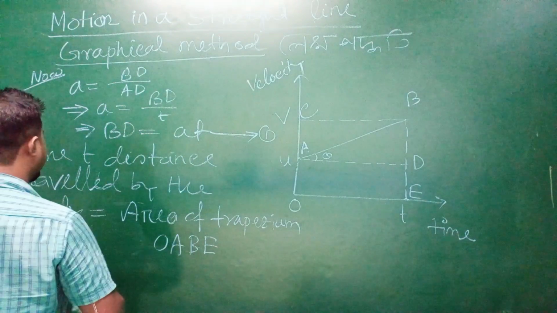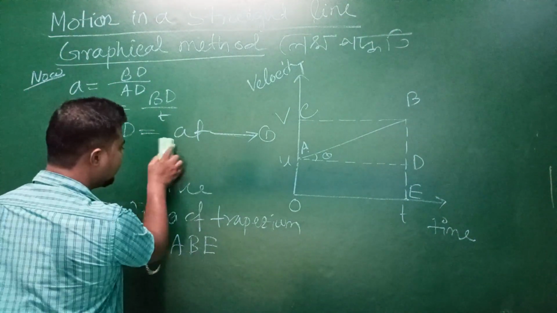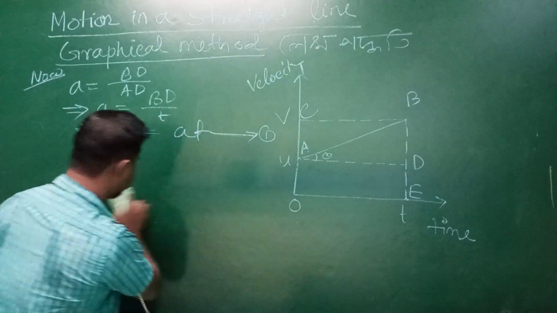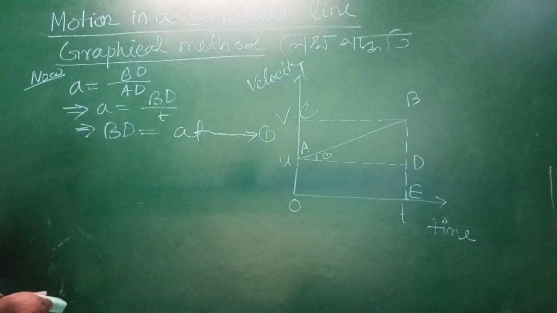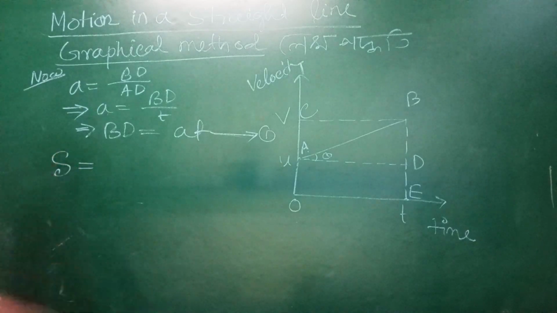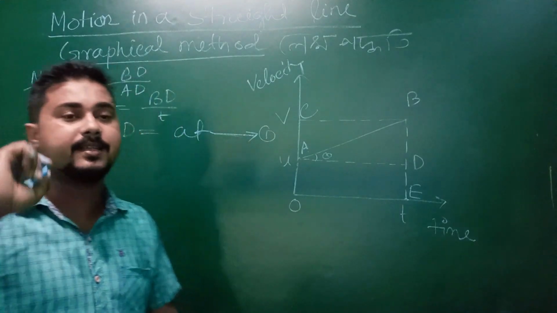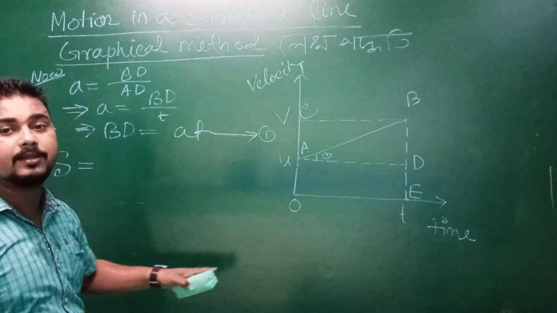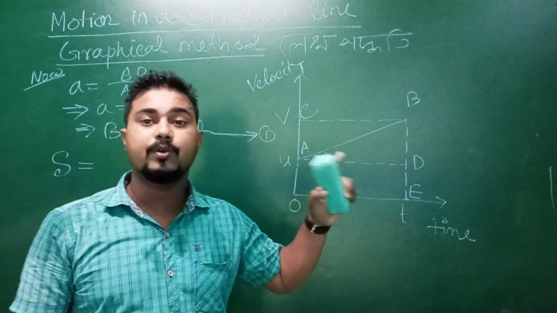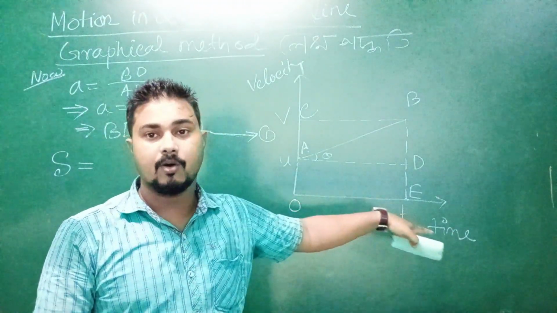Okay, now if I try to derive the expression for it, what will it be? The distance traveled by the body in time t, if I say it is s, then s must be equal to the area of the trapezium OABE.